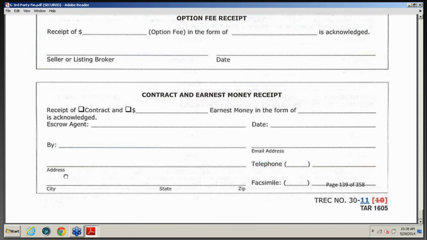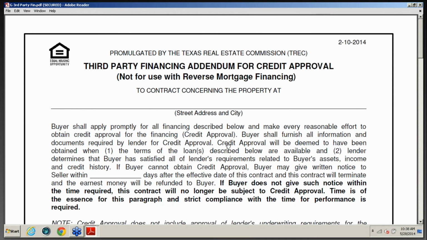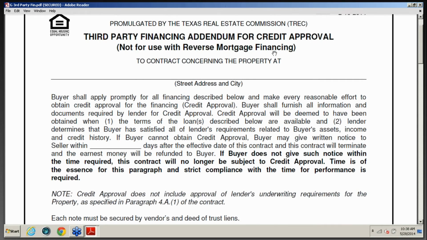Now, I added the third-party financing addendum because I'm sure most of you know it has changed, but just in case you haven't, I just want to renew this with you. This will be a good review. Again, this was for use in February 2014. If you'll notice up here, it says not for use with reverse mortgage financing. There is another form, and we're going to look at that form before the presentation is over.